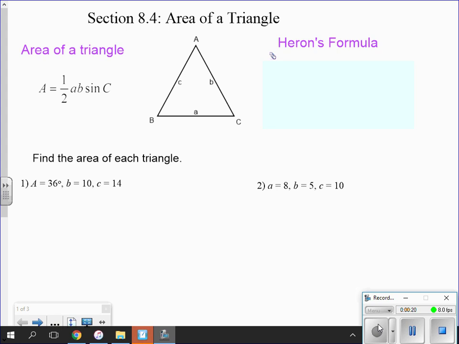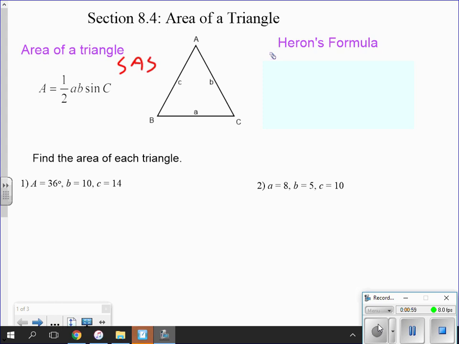This is the first formula. This is the easy formula. Area is 1/2 AB sine C. Now, what this is, AB sine C, is if you have two sides and the angle between them. This one works when you have two sides and the angle between them, because A and B are the two sides, C is the angle between the sides A and B. So if you have two sides and the angle between them, this is what you do for the area of a triangle.